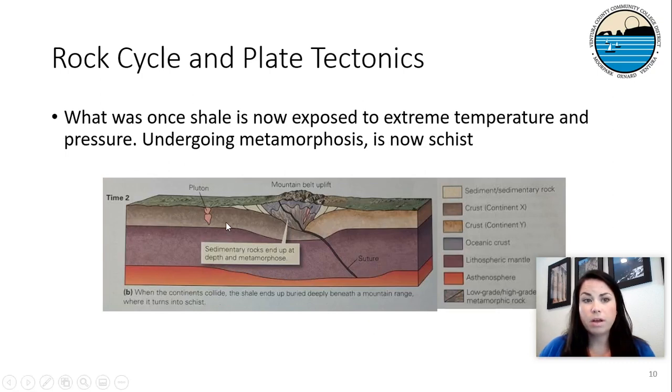Here's another example. If we have plates that are moving together, we have a mountain belt uplift. So this is where we have shale that was once exposed, now undergoes extreme heat and pressure, undergoes metamorphosis at this plate boundary, and now it creates schist. So here's another example of, again, convergent plates coming together. We have a rock that has undergone metamorphism due to plate tectonics.